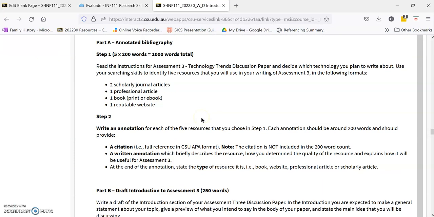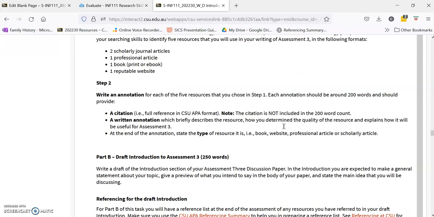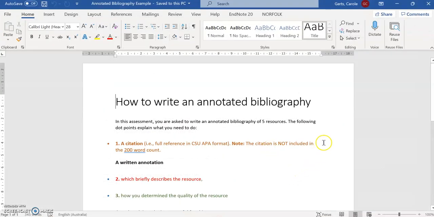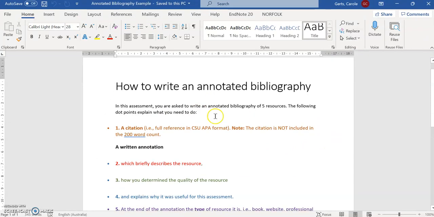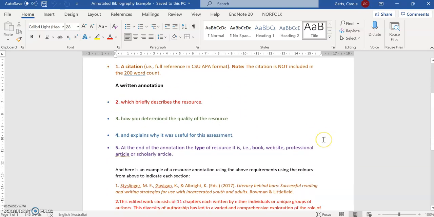Once you have found your 5 items, you're going to put them in alphabetical order. Your citations must be in APA 7th style, so please use the guide to make sure you get them right. And then you're going to provide an annotation for each of the 5 resources. We went through in the class what you should include in the annotation. Don't forget that that document, this one, is there in the Interact site, so that will help you with how you write your annotated bibliography and how you structure your annotations.